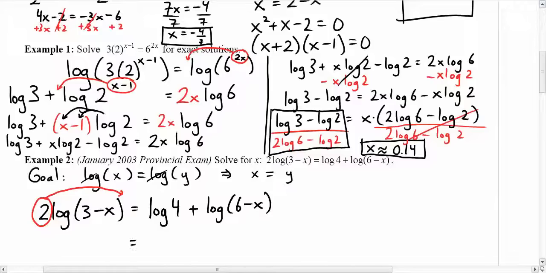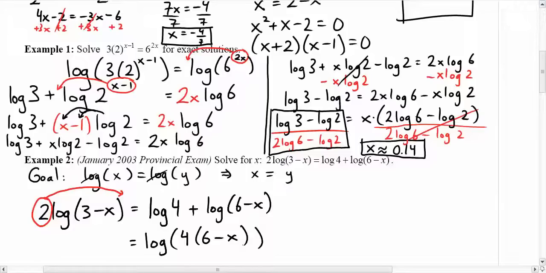On the right-hand side, we can take those 2 logs and we can make them one log. What goes on the inside? Multiplication. 4 times 6 minus x.